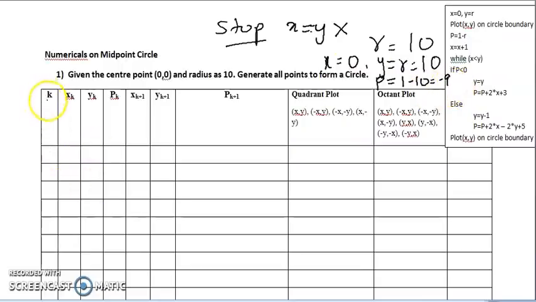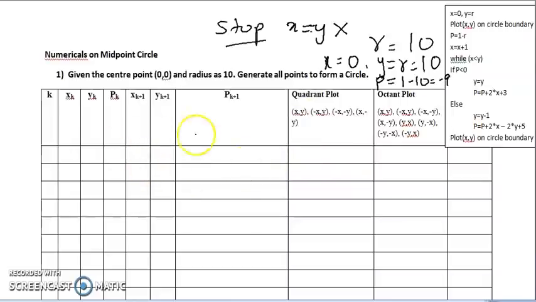I'm going to make a table. Now please understand this table. K is the number of iterations. Xk, Yk are the present values of x and y. Pk is the present decision parameter value. I calculate my next x and y, that is xk plus 1, yk plus 1, and accordingly I calculate pk plus 1 from the equations given to me. Once we are done with this, we will see how we get the quadrant plot and the octant plot for these values.